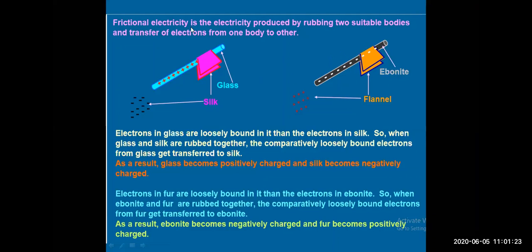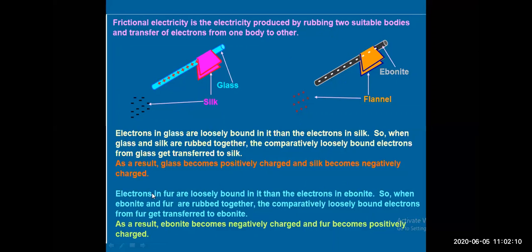So frictional electricity is nothing but electricity produced by rubbing two suitable bodies and transfer of electrons from one body to the other. The electrons in the glass are more loosely bound than the electrons in the silk. Silk material has more electrons compared to the glass material. So when glass and silk are rubbed together, the comparatively loosely bound electrons from the glass will get transferred to the silk. All the negative charges from the glass, which are loosely arranged, will come onto the silk. As a result, the glass becomes positively charged and silk becomes negatively charged.